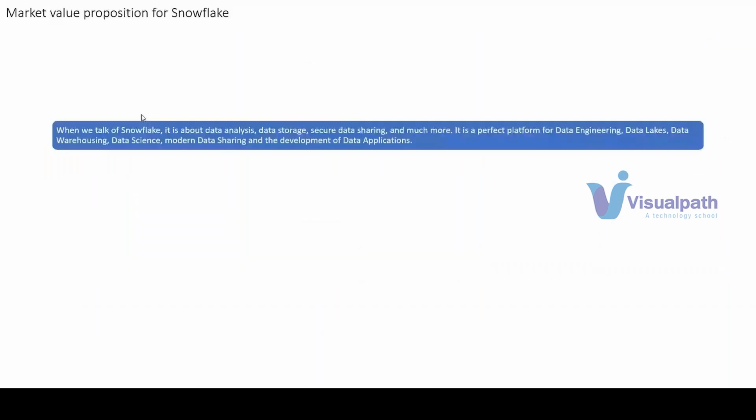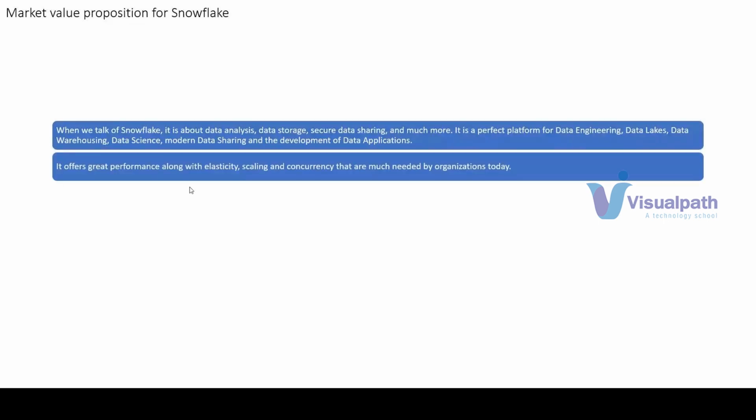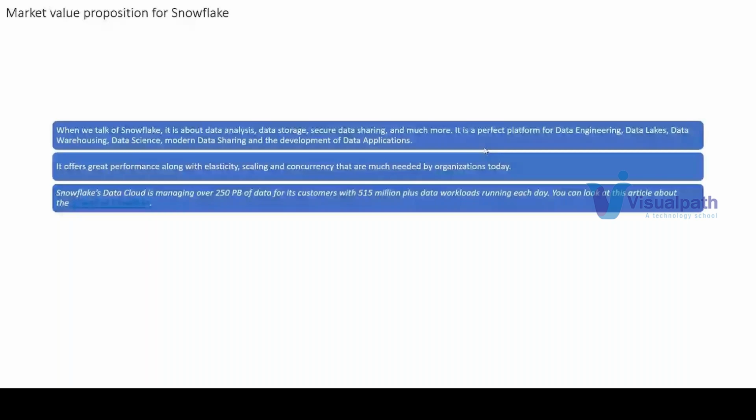Market value propositions for Snowflake. Okay, when we talk about Snowflake, I told you, it is about data analysis, data storage, data sharing, and much more. It is a perfect platform for data engineering, data lakes, data warehouses, and data science, with the development of data applications. That's the reason it offers great performance with all these things that are much needed by organizations today. That's why many organizations are lifting and shifting their data warehouses from on-premise or cloud to Snowflake.